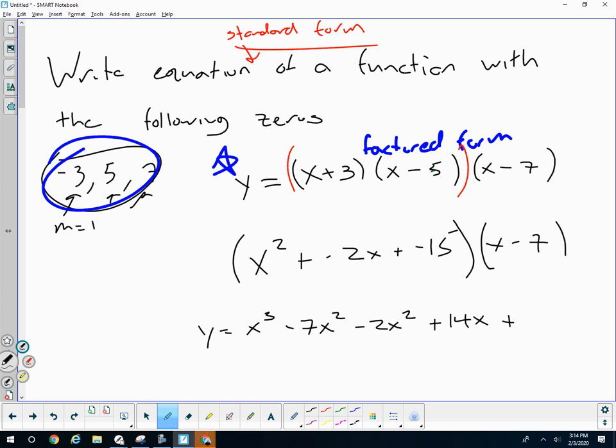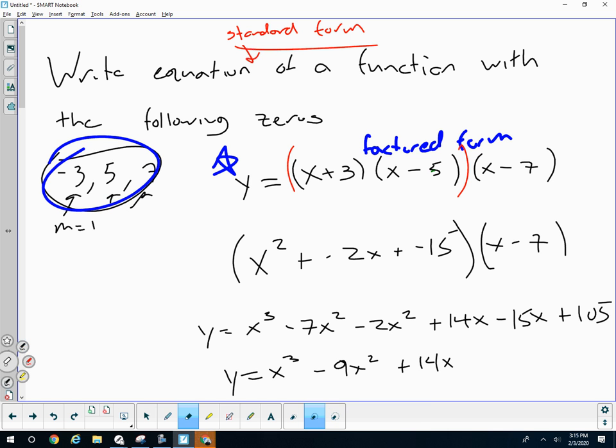What's negative 15 and negative 7? Y equals x cubed minus 9x squared. Wait, isn't this if you have plus, minus 15x, yeah, I forgot about that. Maybe the box is the method to do. That's it. This is standard form. This is what's asked of you in your quiz.